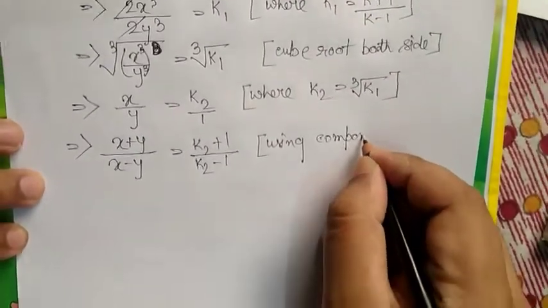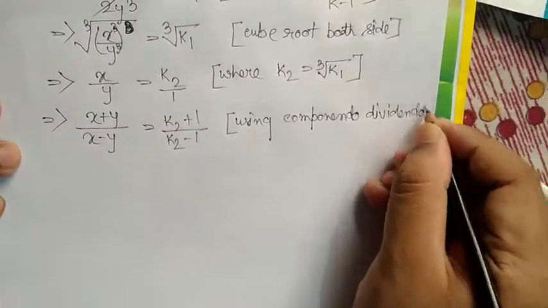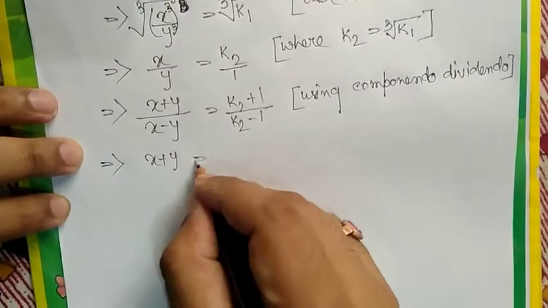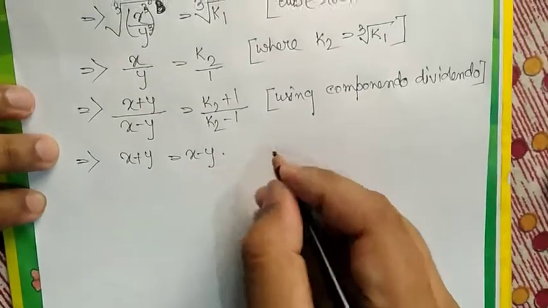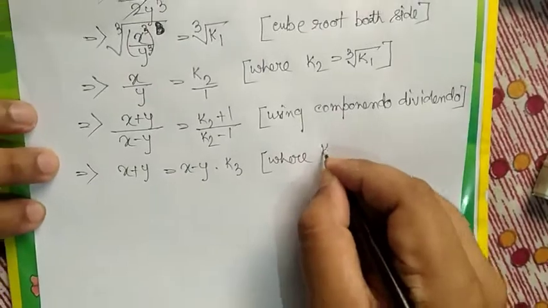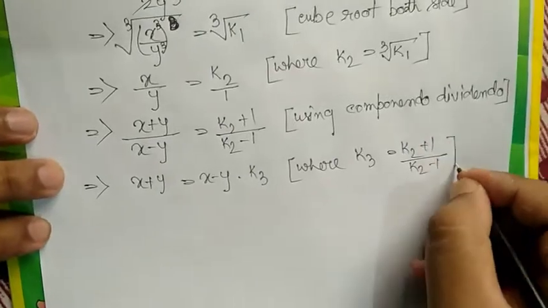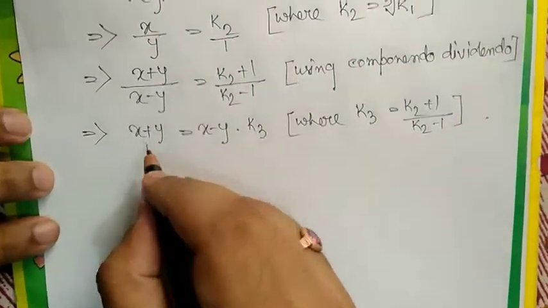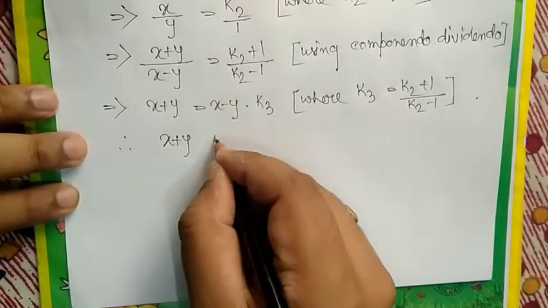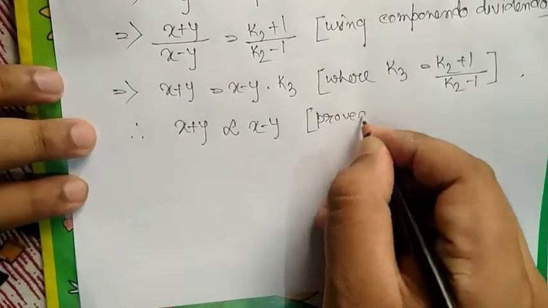using componendo dividendo. So therefore x plus y equals x minus y into k3, where k3 equals k2 plus 1 by k2 minus 1. So therefore this is a formation of direct variation. So we can write x plus y varies directly with x minus y. It is proved.